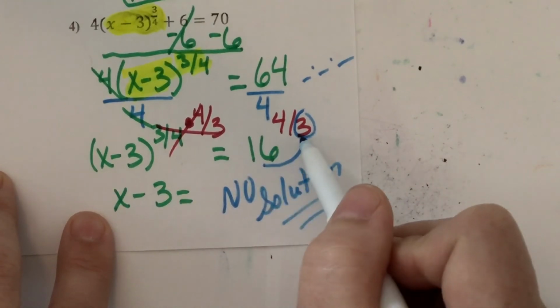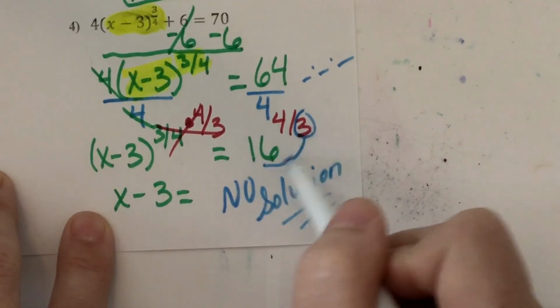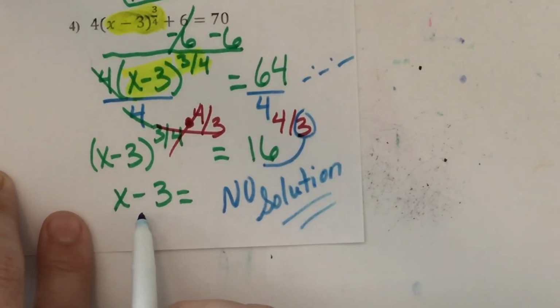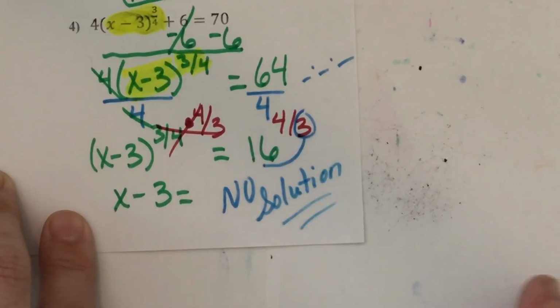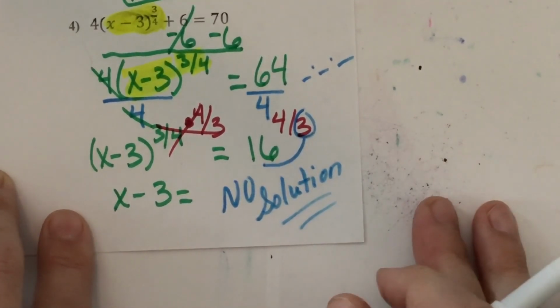If it did work out, there would not be a plus minus because it's not an even root. And then at the end, I would add 3 to both sides. But this one doesn't work because you can't take the cubed root of 16. So I'm sorry about that.